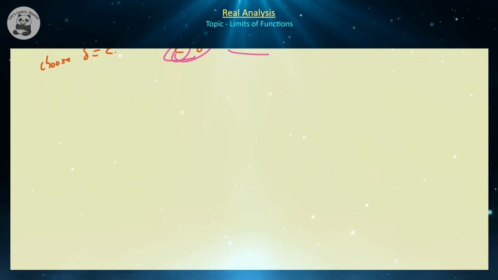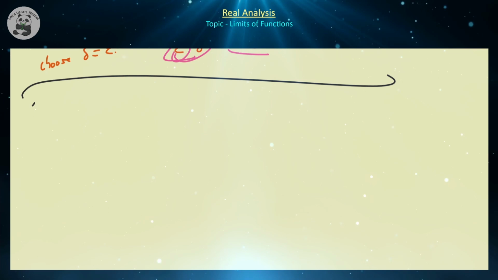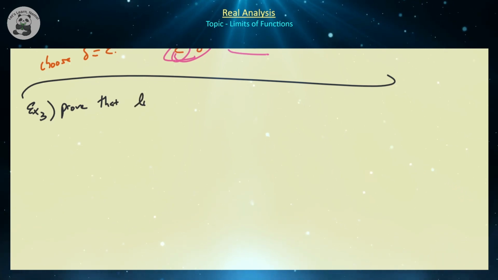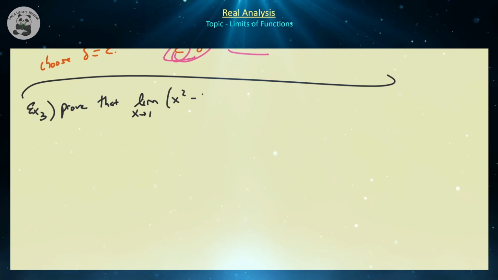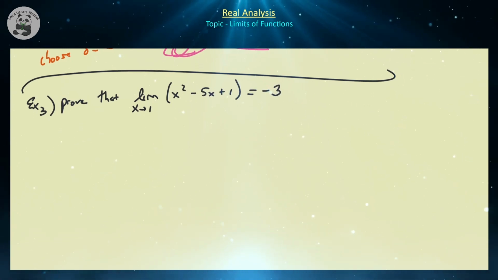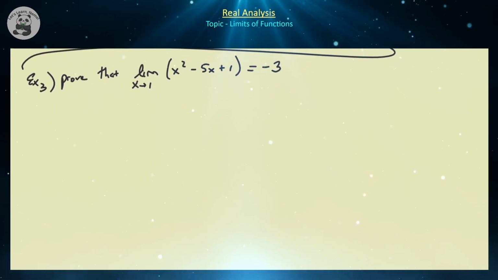Now, actually, let's go ahead and do an example where the process is not as easy as those two. In particular, let us prove that the limit as x approaches 1 of x squared minus 5x plus 1 is equal to minus 3. Right? So 1 squared minus 5 times 1 plus 1 is minus 3. So how are we going to prove this formally? Let's just start off with the typical strategy and see where it goes.